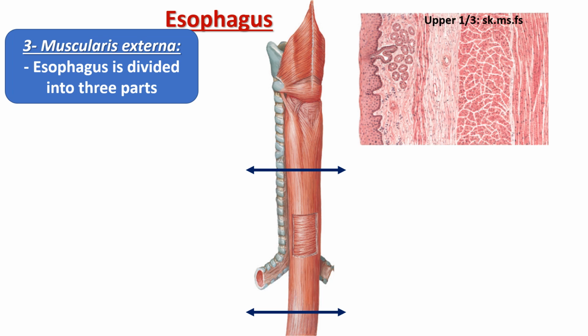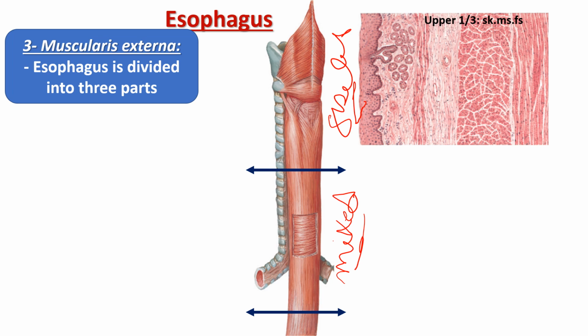as regarding this division into upper third, middle third, and lower third, we have to mention that in the upper third, muscle fiber will be skeletal. It is voluntary. You are going to swallow food. It is a voluntary process. So the upper third contains skeletal muscle. The middle third will be mixed between skeletal and smooth muscle fiber. And finally, the lower third will be purely smooth muscle fiber.